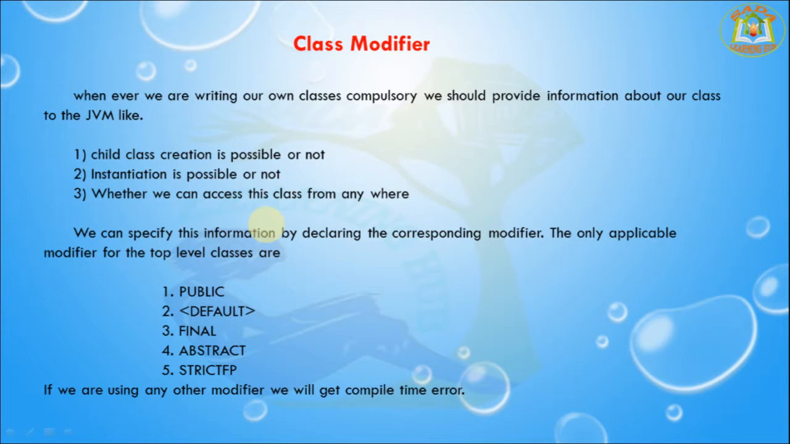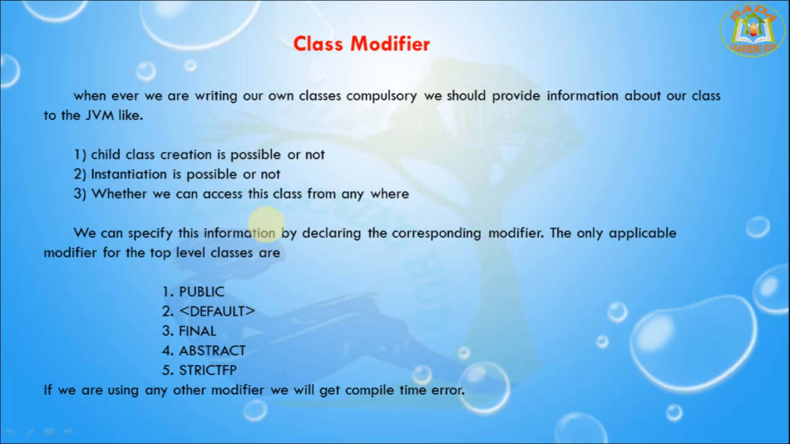For abstract classes, we should compulsorily create a child class to provide the implementations. Whereas for final classes, we can't create a child class. Hence, the final abstract combination is illegal for classes. Final classes cannot contain abstract methods, whereas abstract classes can contain final methods.